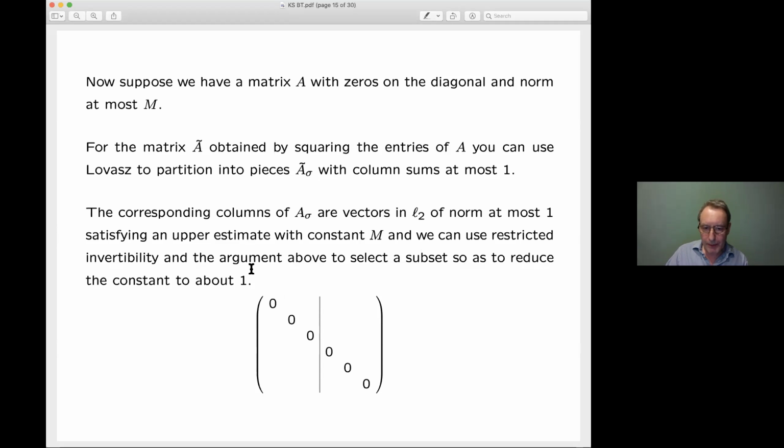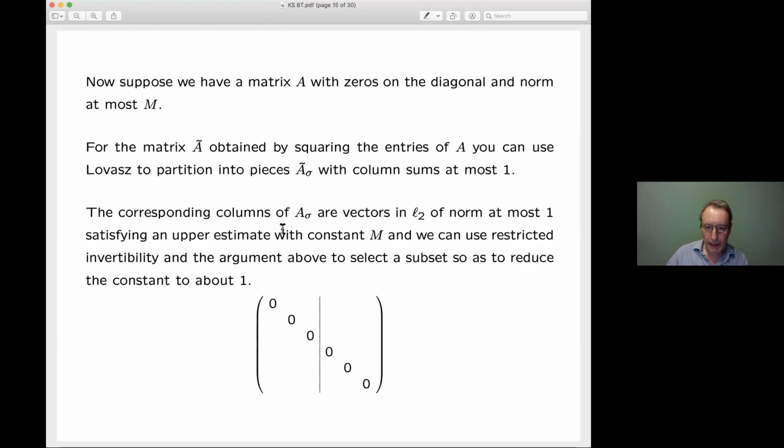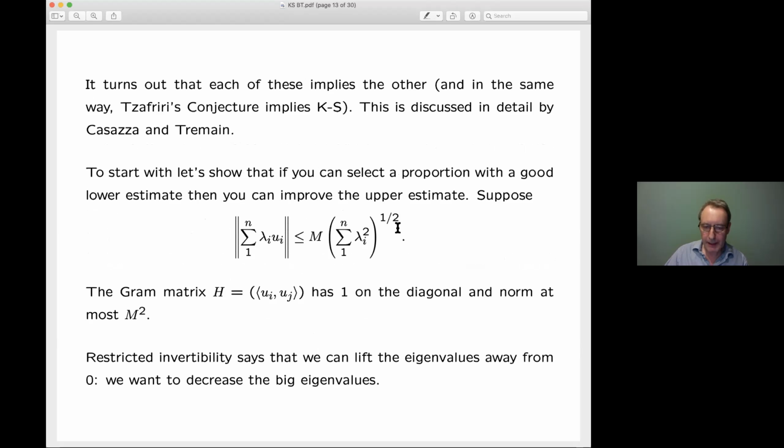And so what that means is we can now look at these columns and just think of those columns as vectors in L2. So we look at those columns as being these UIs. And they're now unit vectors because I've cut down so that the column sums of the squares are at most 1. So these are now unit vectors. And the statement that the matrix has operator norm at most m tells us that we have exactly this condition. We have this upper 2 estimate. When we take a linear combination of these columns, we get at most m times the norm of the coefficients that we're taking the combination with.